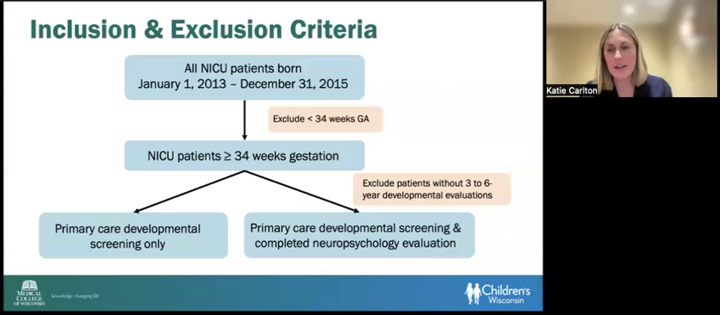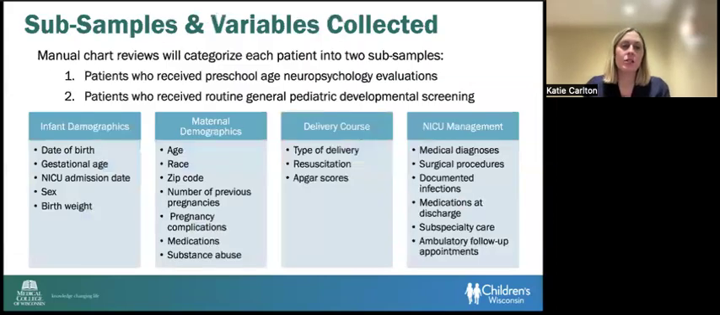And this led to the identification of 2 subcohorts, those who had received their primary care developmental screening only, and those who got their primary care developmental screening and then had gone on to complete a neuropsychology evaluation. So then we collected variables, including ones in the infant demographic category, maternal demographics, delivery course variables, and NICU management factors.